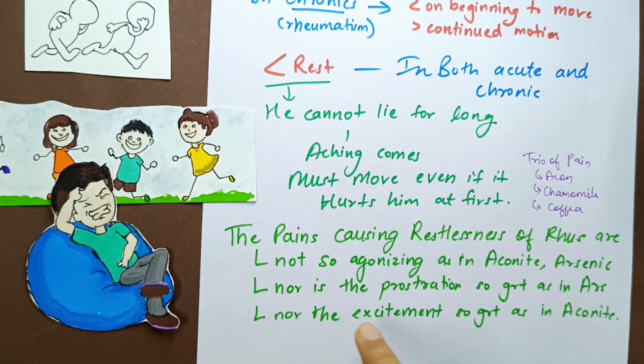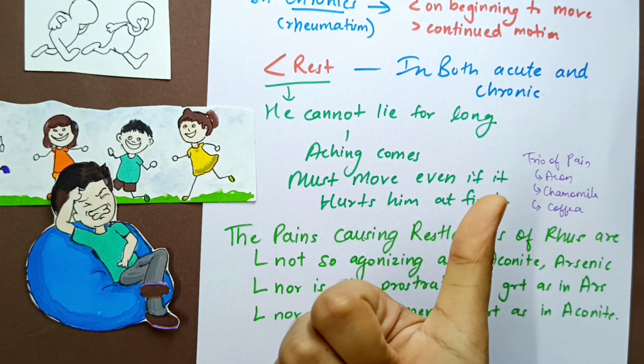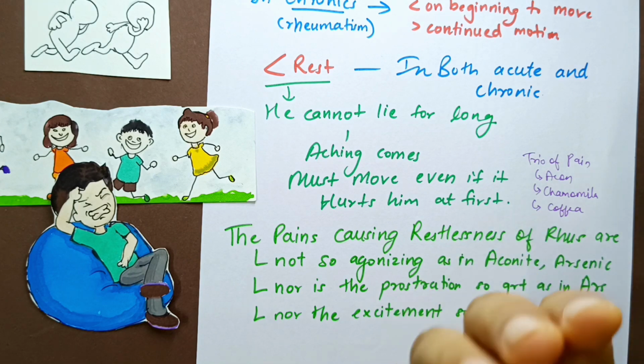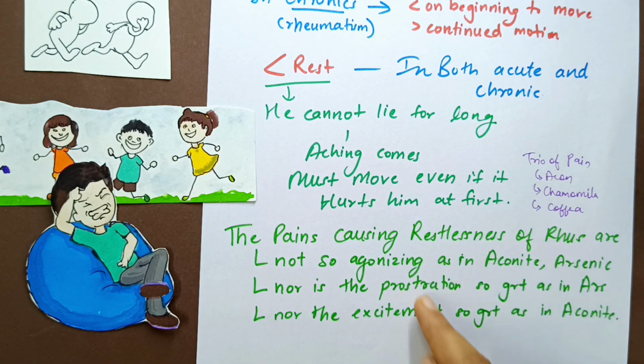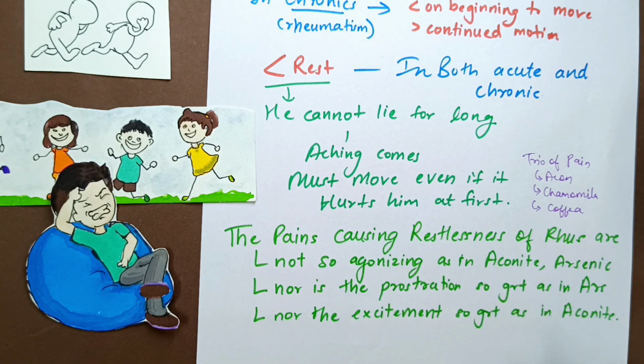Nor is the excitement so great as in aconite. When we were discussing aconite, we compared it with belladonna. We have seen the congestion that this remedy has, the fright, the intense emotions. So there is excitement at the physical and at the mental level: at the circulation level there is excitement, and at the mental level also there is excitement in aconite. But in Rhus tox it's not so. See how beautifully he compares the remedies.